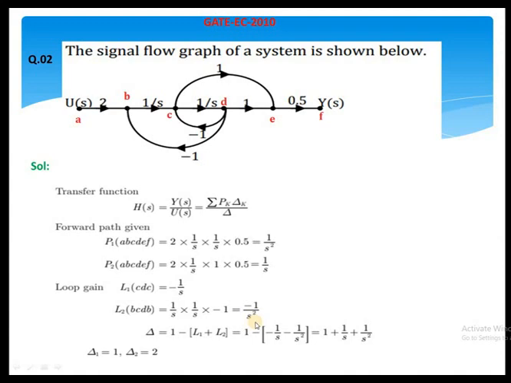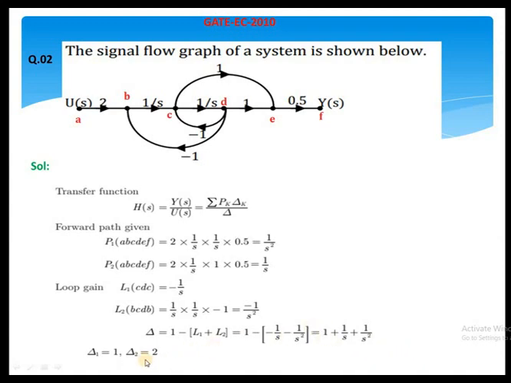What about the transfer function based upon Mason's gain? Summation of Pk delta k by delta. So k is nothing but the 2 forward paths. So the numerator part we have P1 delta 1 plus P2 delta 2 and the denominator part is the delta value. So first find out the delta value. Delta value doesn't consist of any non-touching loops. So it is just 1 minus the sum of all loops. It produces the value 1 plus 1 by s plus 1 by s square.